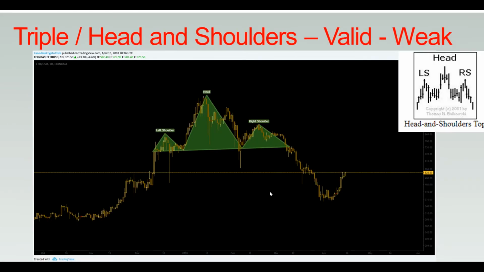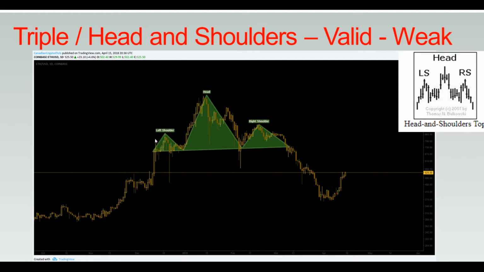Next one's a head and shoulders or a triple top. This one's valid. It's a little bit weak just because it falls a little bit out of the triangles, but basically what you're looking for is a left shoulder. When price went up, came back, shot up to a head, came back down to the same neckline as before, and then shot up and came back down to the same neckline here once again. So basically you're looking for a neckline touch once, twice, and three times you're out.